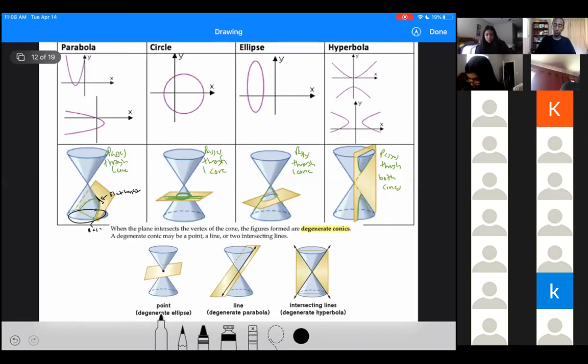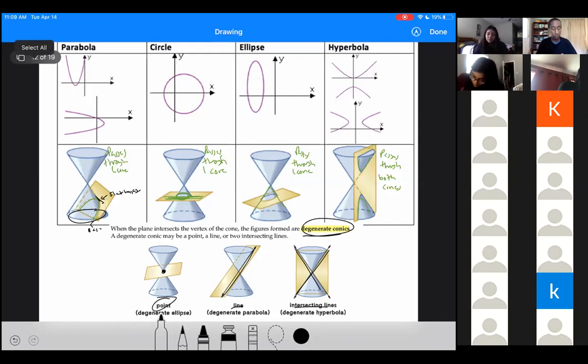Okay, cool. So that's the conic sections. That's an overview of why they look the way they do. There are special conics called degenerate conics. If you want to create a point, it would have to only pass through the vertex. If you wanted to create a line, it would only pass through the slant height. And if you wanted to create intersecting lines, it would have to pass through both slant heights. For the purposes of what we're about to talk about, you don't need to necessarily know that, but just so you know, those are special cases.